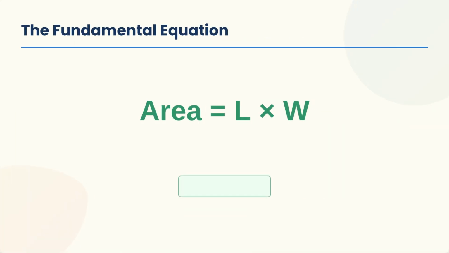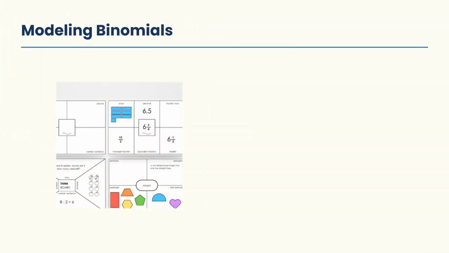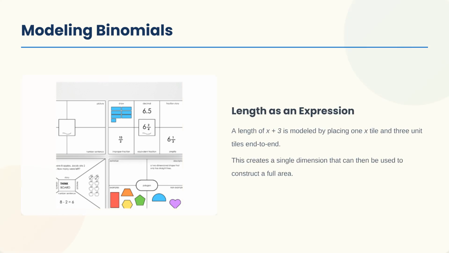The fundamental equation here is area equals length times width. In algebra tile modeling, the polynomial represents the total area of a structure, while the factors represent its dimensions. For example, a binomial length like x plus 3 is modeled by placing one x tile and 3 unit tiles end to end. This creates a single dimension used to construct a full area.